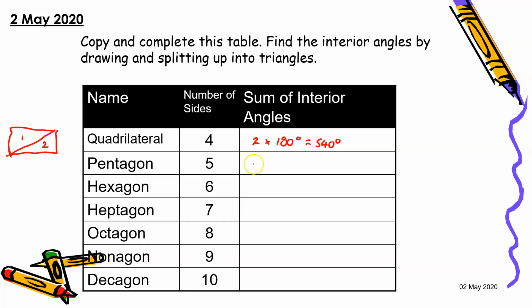Pentagon we've done already. We know it makes up 3 triangles. So it's 180 times 3, which is 540 degrees. What I want you to do is draw a hexagon, and it doesn't have to be a regular hexagon. It can be any 6-sided shape. Then try and divide that up into however many triangles. Pause the video and see how you get on trying to work out the interior angles of a hexagon.